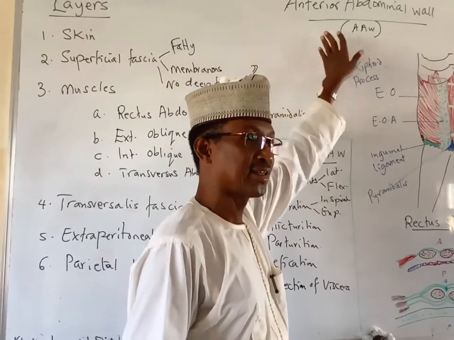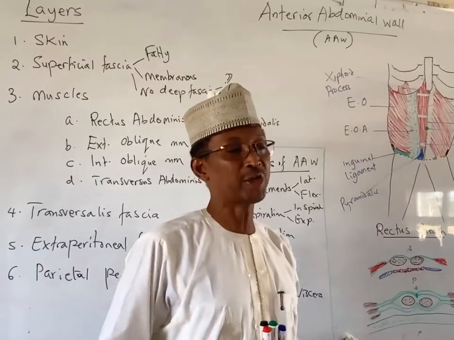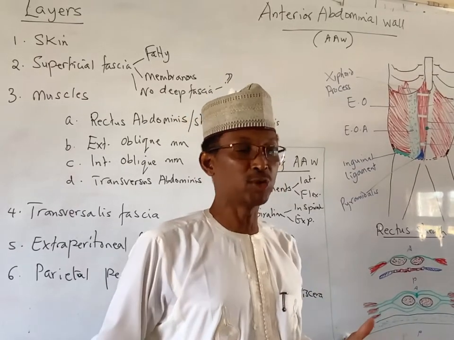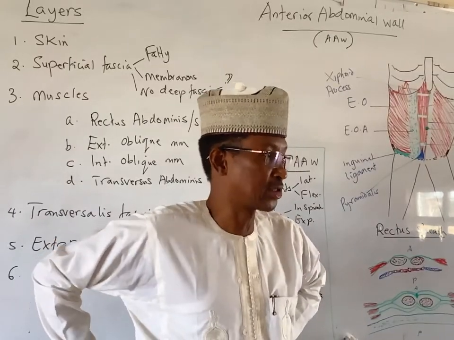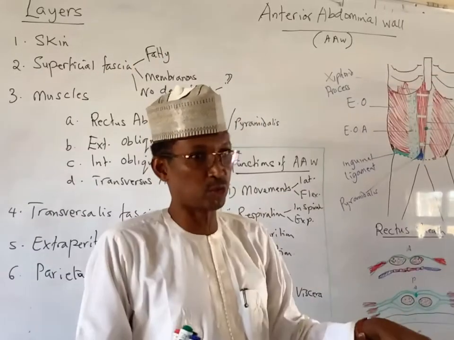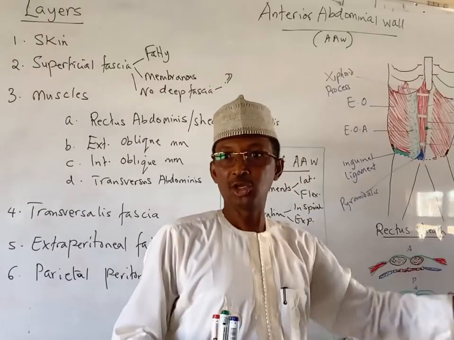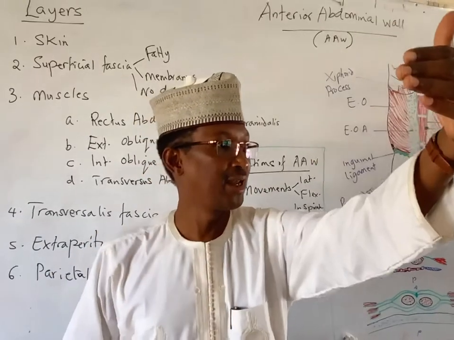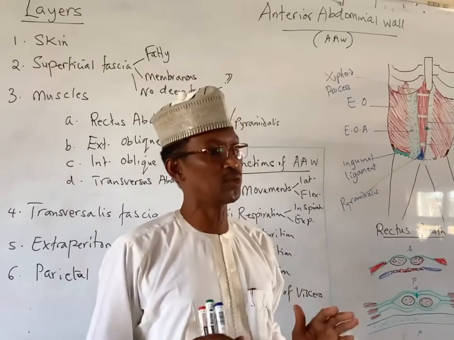As the name implies, it is a wall that is covering the anterior part of the abdomen. So it is supposed to say that we also have what we call the posterior abdominal wall. You get it? Just like the walls of your classroom here, you have a wall on the right side, a wall on the left side, a wall on the front side, and then a wall on the back side. The same thing with the abdomen.